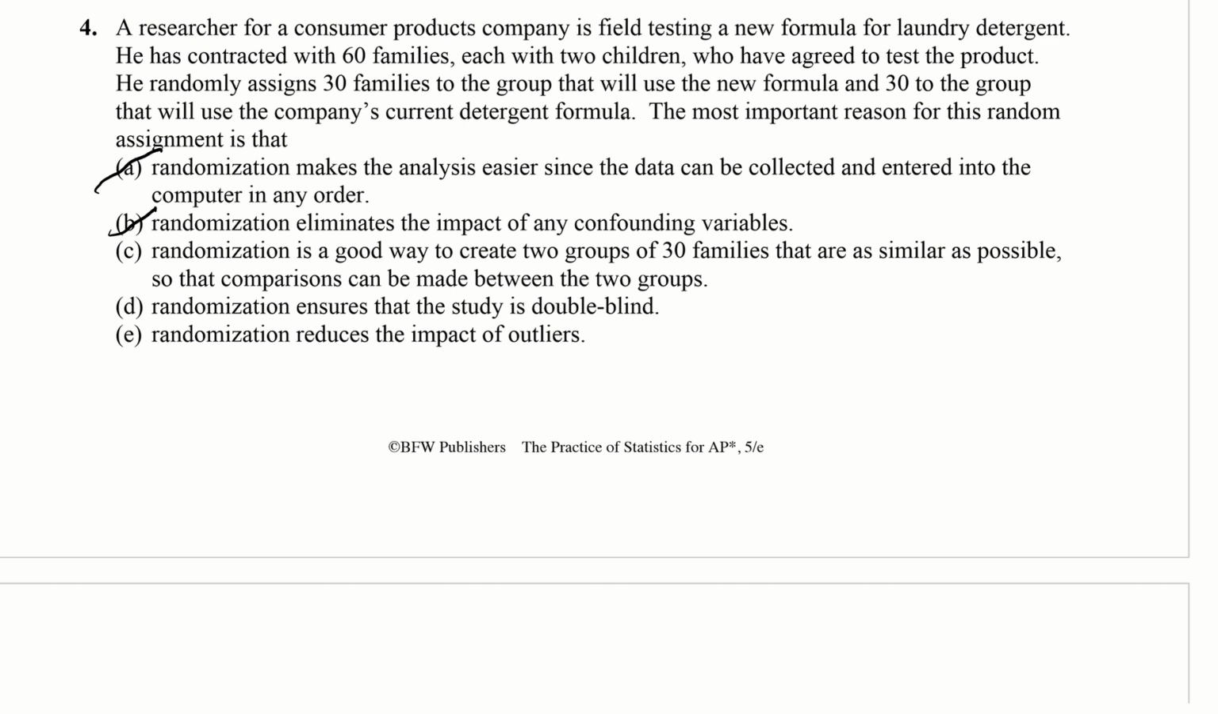Randomization is a good way to create two groups of 30 families that are as similar as possible so that comparisons can be made. That's what we do. So comparisons can be made, and you want it to be as similar as possible. All right, so there you go. It's got to be that one.